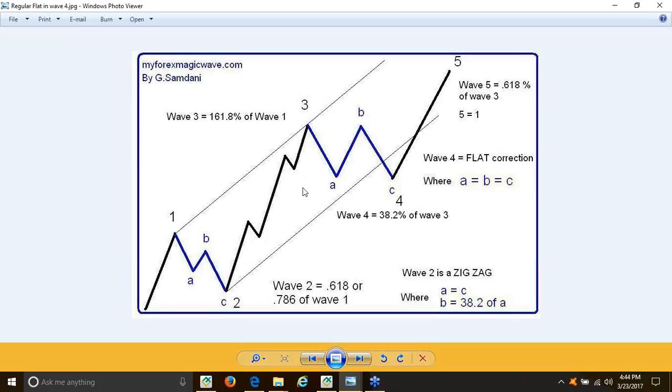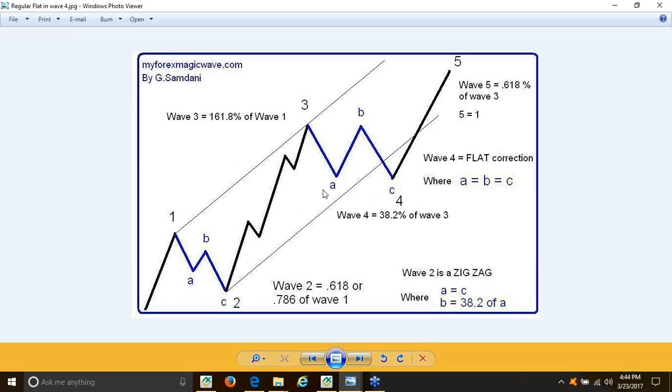You all should have this diagram as well, right? Because I think it's a part of the subscription package. So open it up, print it, and keep it in front of you. Post it on the wall. It will help you. If you don't do it, you forget these things. Okay. So after wave 3, wave 4 could be a zigzag, which is another way of retracing.